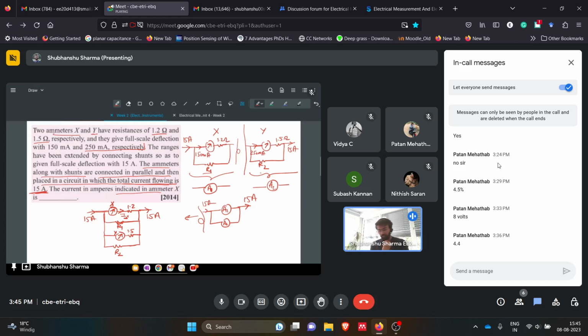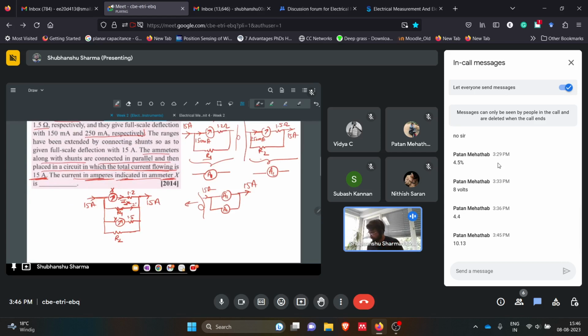So you can also argue like this. They are asking the current in amperes indicated in ammeter X. So you can say, okay, there is a current here also, let's say I prime. So why is it not Ix plus I prime? Why is it only Ix? Because they are asking what current is being indicated, and the deflection is only because of Ix, and that is what is indicated in this ammeter X. So that's why they are asking only for this Ix, not for I prime. So just keep that also in mind.